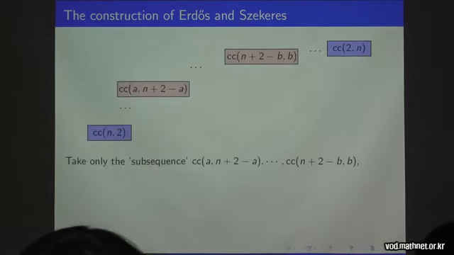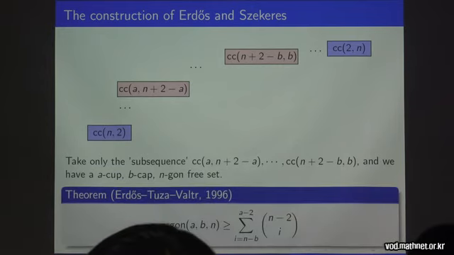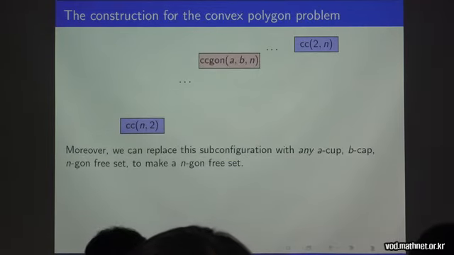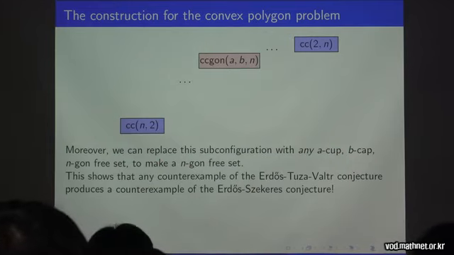What's interesting about this construction is that if we take only a subsequence of this whole construction, we already get an a-cup, b-cap, and n-gon free set. So this already proves the lower bound of the conjectured value of CC-gon. Moreover, we can replace the subsequence with the tightest possible a-cup, b-cap, and n-gon free set. We get another n-gon free set.